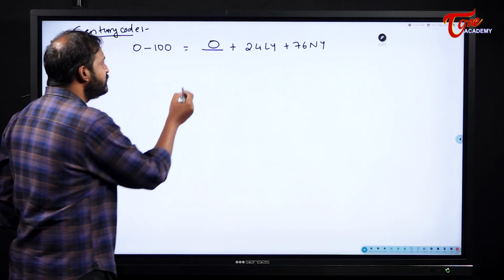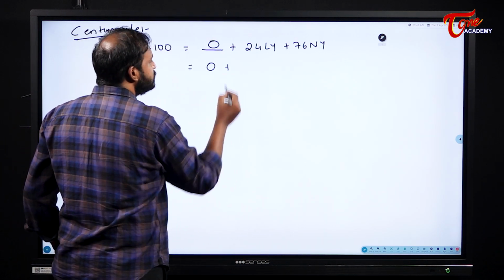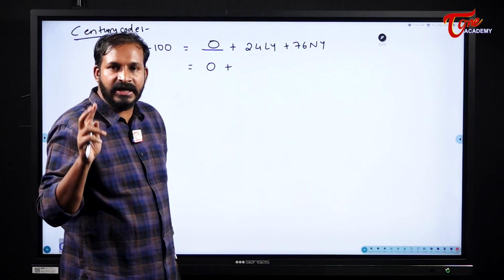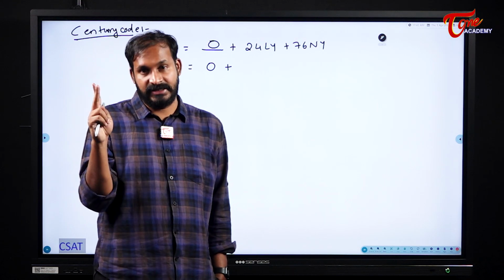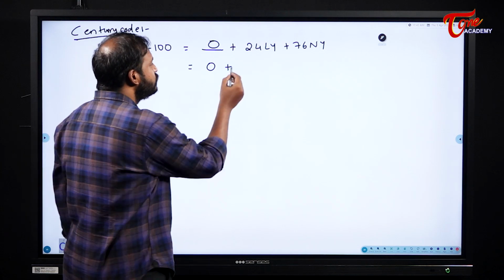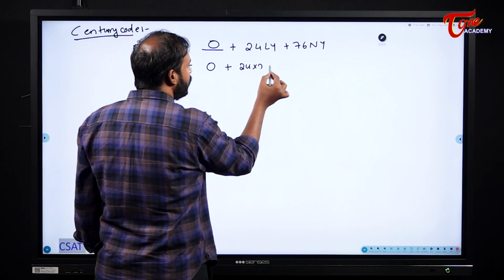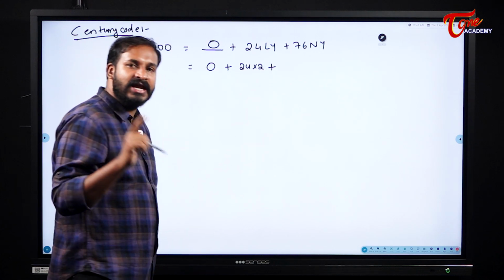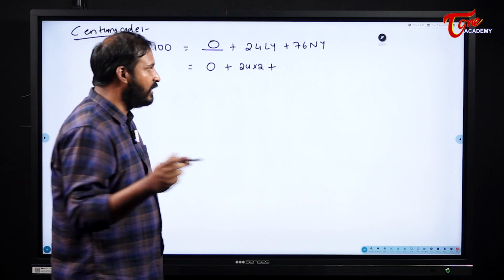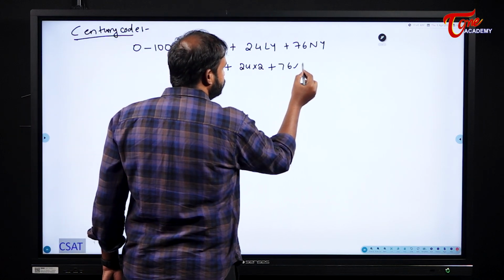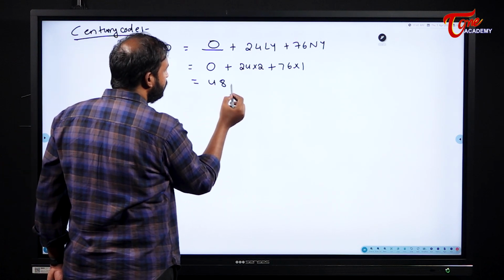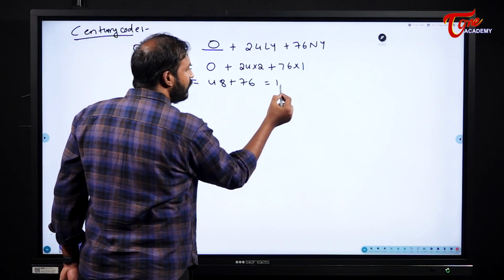Now, see here students, 24 leap years. Each leap year has how many odd days? Each leap year will have 2 odd days. We learned this at the beginning. So 24 into 2. Next, each normal year will have only 1 odd day. So 76 into 1. When I add all these, what do I get? 48 plus 76, which is equal to 124.